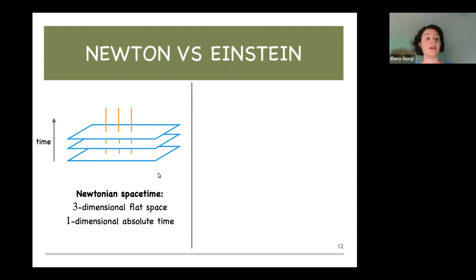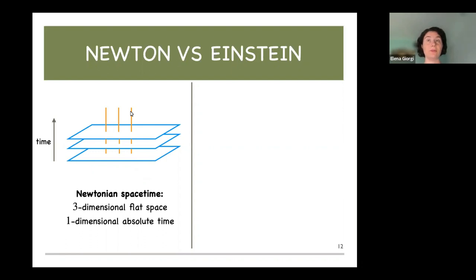Well, in Newtonian theory, the space is three-dimensional and flat, and it's represented in this image by horizontal planes. So these blue horizontal planes represent our three-dimensional space that is flat, while the time is an extra dimension. Again, the time is the vertical direction, and it's absolute, so it's the same at each point. At each point in space, you can see these vertical lines that represent the passing of time. And this is really the essence of the Newtonian space-time.